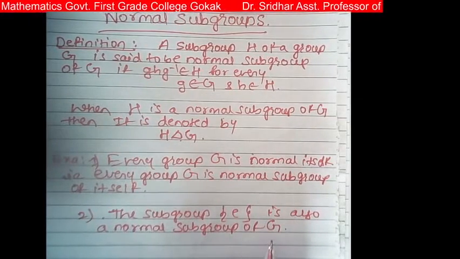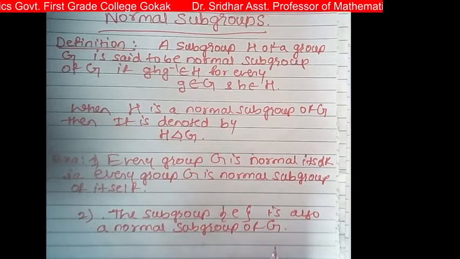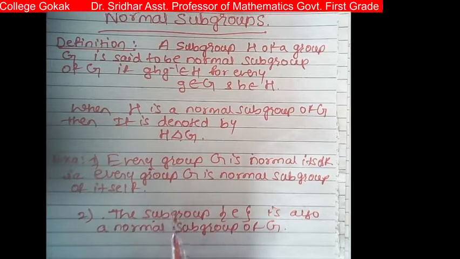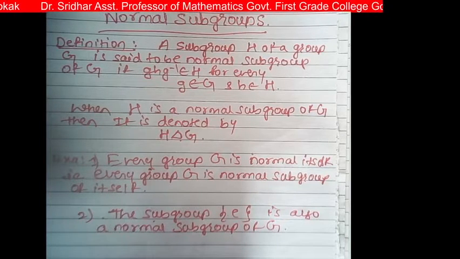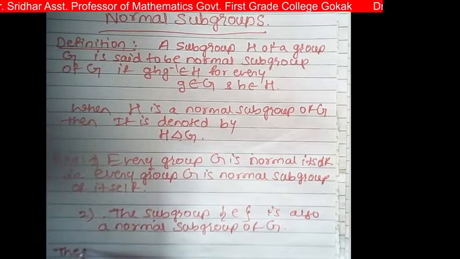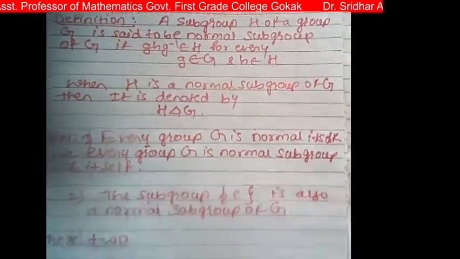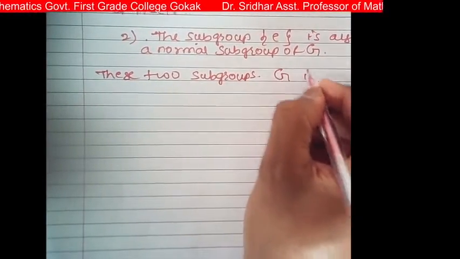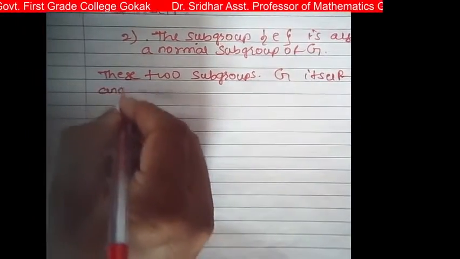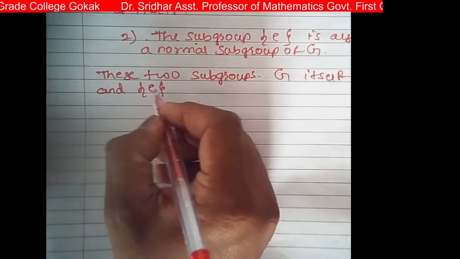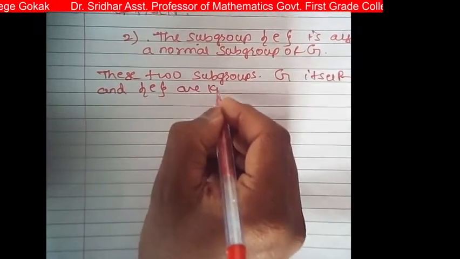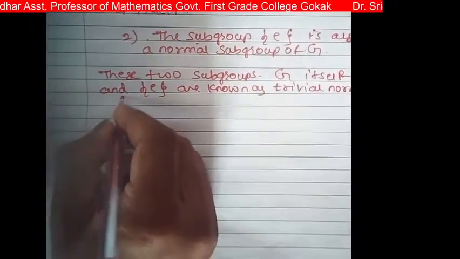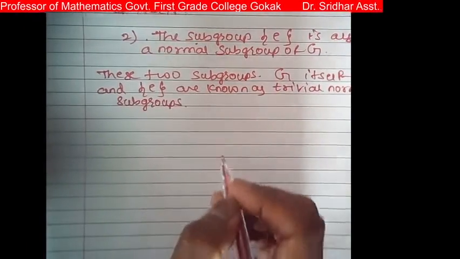Okay, so it is a normal subgroup of G. Now these two subgroups, the two normal subgroups, G itself and the subgroup containing E, are called trivial subgroups or improper normal subgroups. Trivial normal subgroups.